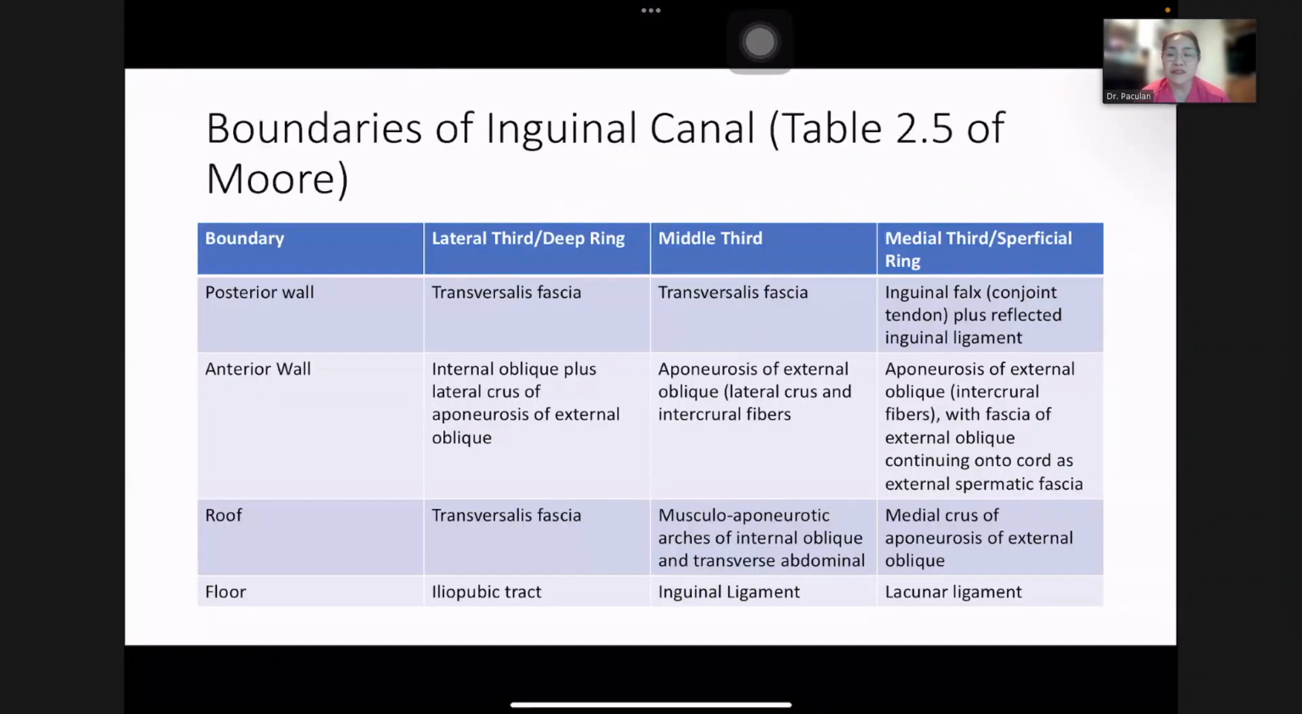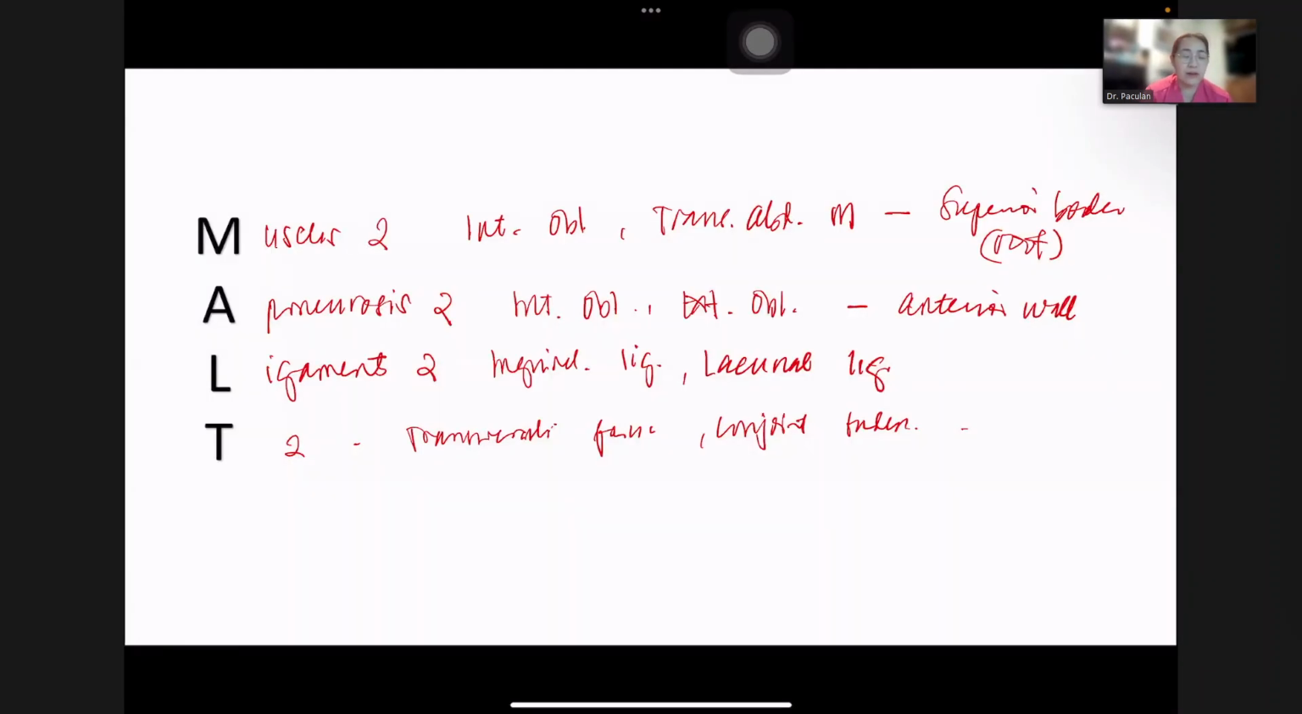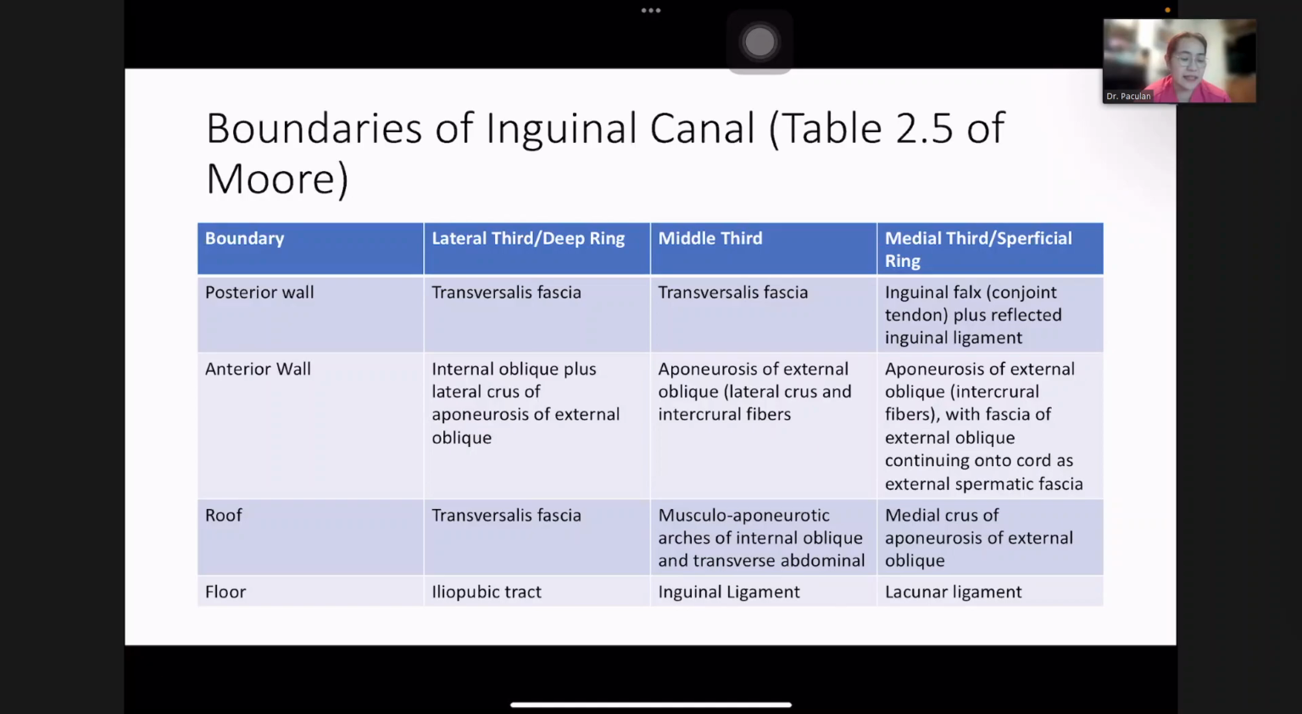Boundaries of the inguinal canal. Just take note of this table and this abbreviation, and I hope it'll help you. What's important here is that in different areas of the inguinal canal, the lateral third, the middle third, and the medial third, there are different structures. So take time to understand them and look at them through our laboratory sessions. I'll be there also.